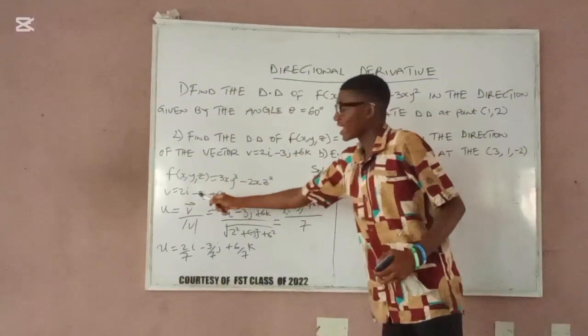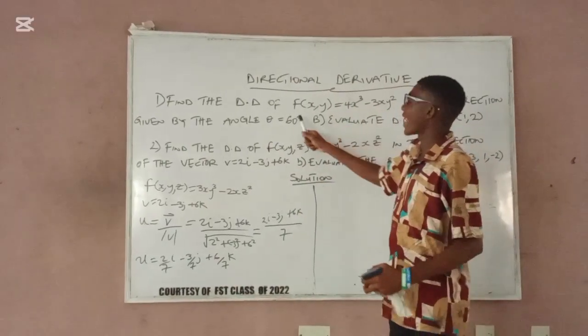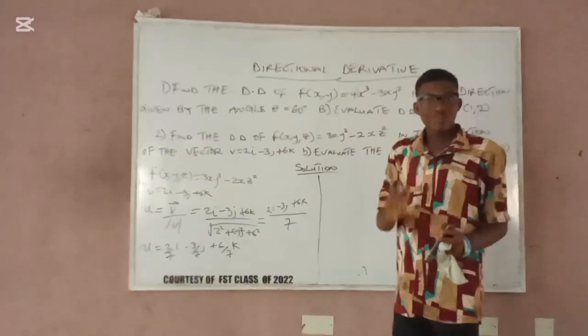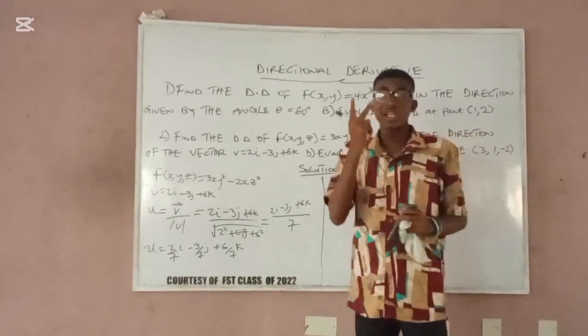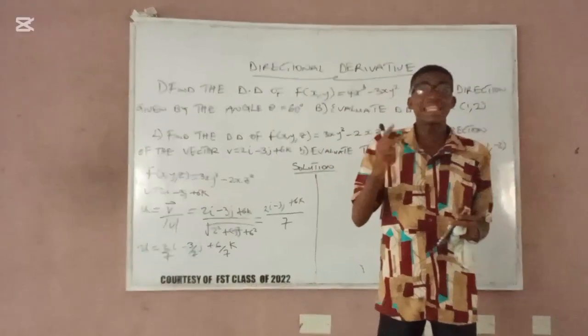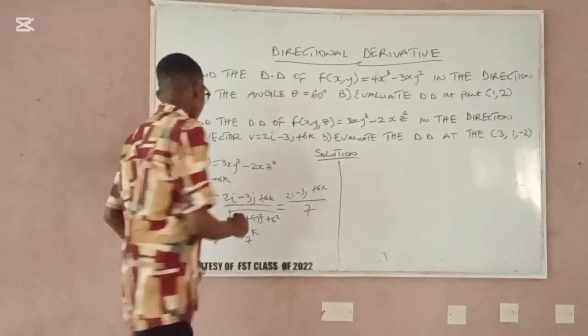Why? Because in this case it gave us a vector. In that case it gave us an angle. Be careful while you're solving. Those are the two cases you have in the directional derivative. So this is our unit vector.